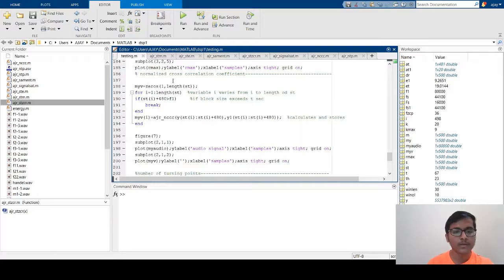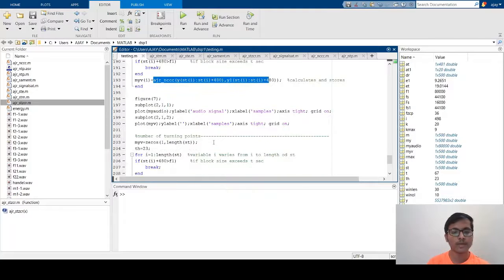Here is the normalized cross correlation function. Initially I have declared 2 signals. I used different audio of the same person, the same readings. In a similar way I replaced it with AJR NCCC. Here I have used 2 signals, y and y1. In a similar way I have plotted plots.